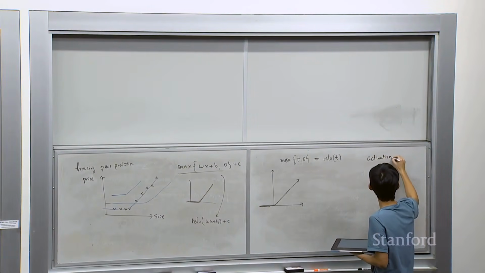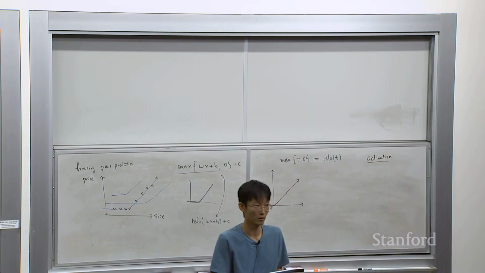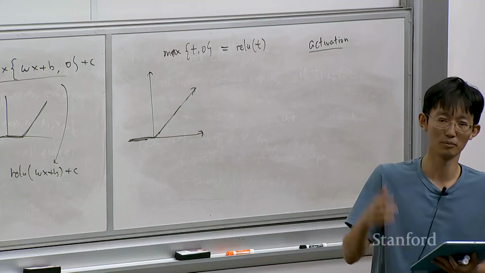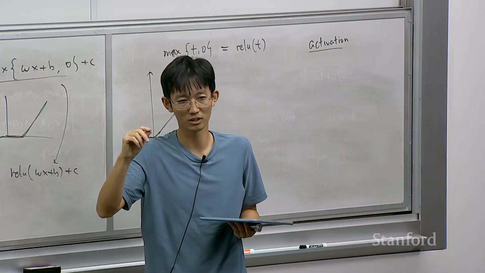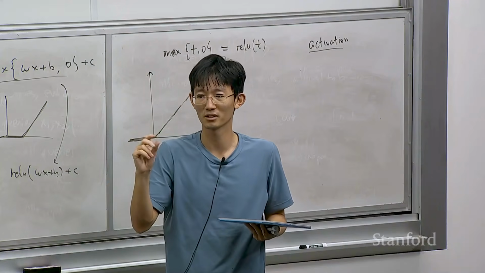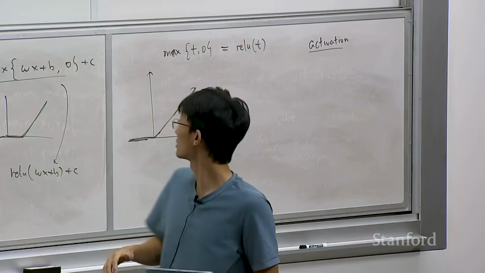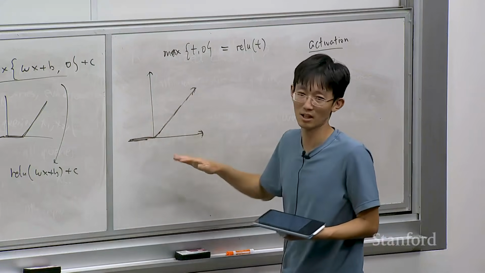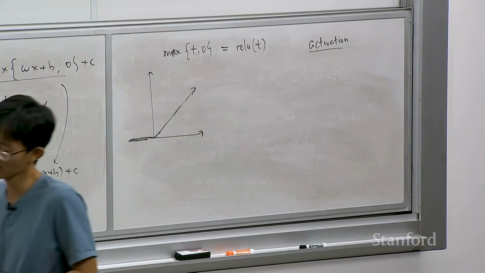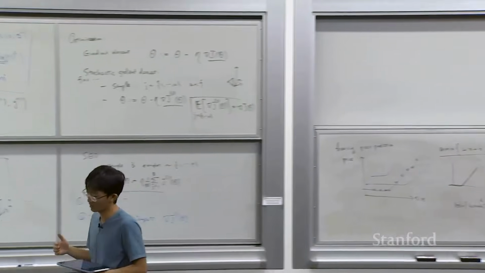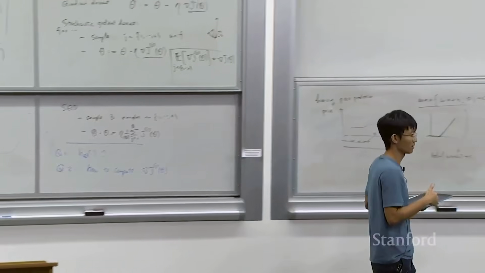I think the reason for the word activation is that there's some connection to biological networks. In our brain, how the neurons are fired up is a nonlinear function of the stimulus they receive from other neurons. It's not exactly this, but it's something like this. When the stimulus passes some threshold, the neuron gets fired up, and below that threshold, the neuron doesn't do anything. So that's why it's called activation.